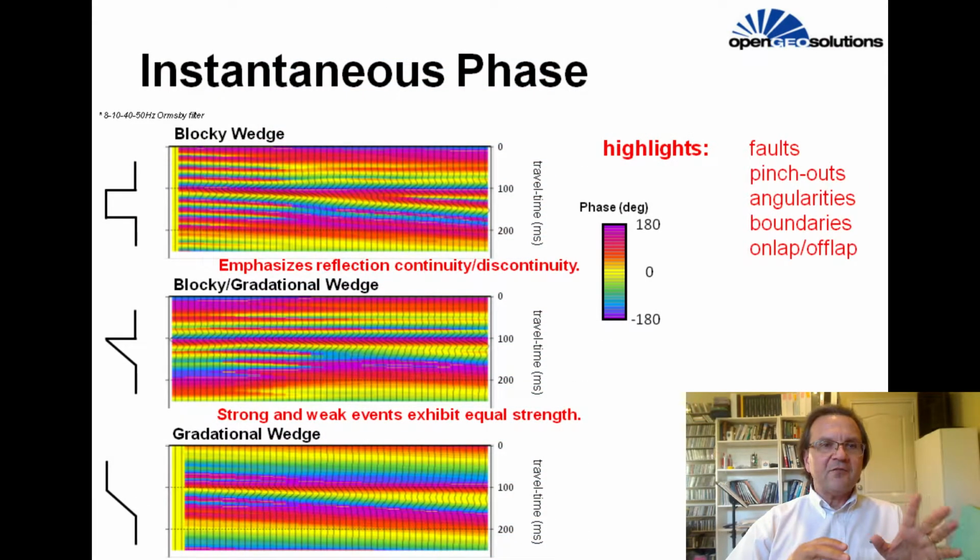This makes instantaneous phase effective for bringing out weaker events. It can be effective at highlighting discontinuities, faults, pinch-outs, angularities, and bed interfaces. Seismic sequence boundaries, or sedimentary layer patterns, and regions of on-lap and off-lap patterns often exhibit extra clarity.